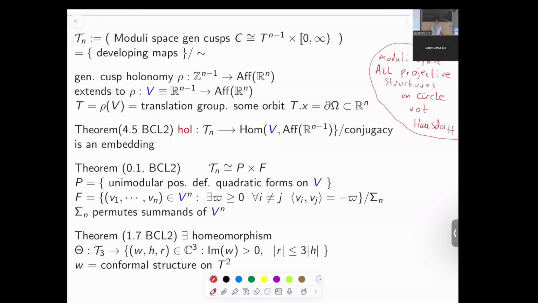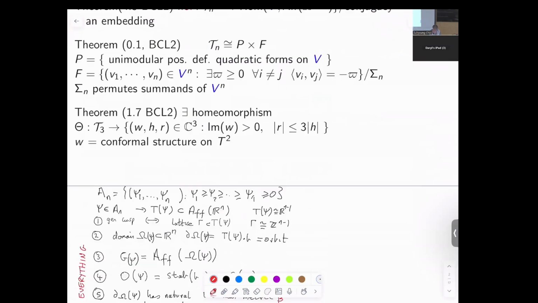Then specializing to dimension 3, you can encode this data as 3 complex numbers. The first complex number has positive imaginary part and encodes the quadratic form. The second 2 complex numbers encode the other data, and they have the property that the modulus of R is at most 3 times the modulus of H. So that's the moduli space. And I want to summarize 100 pages that give you the proof. Are there any questions before I go on?